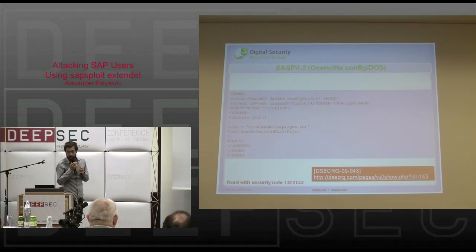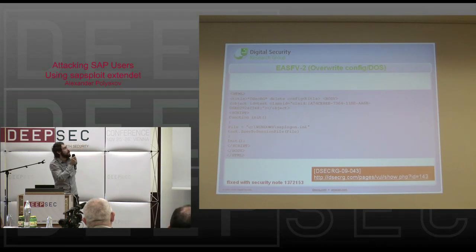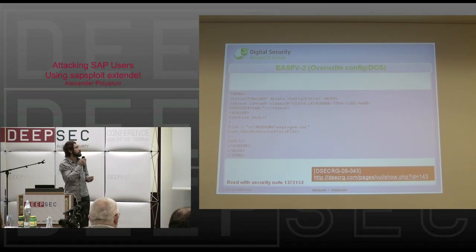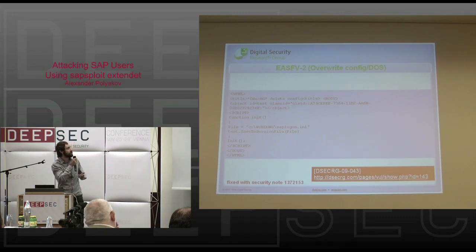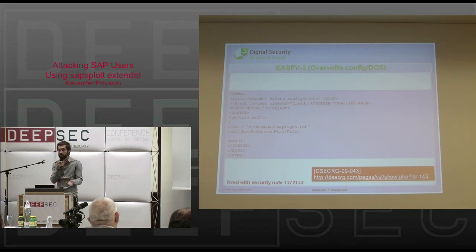The next thing is overwriting files. Some ActiveX controls have functions to save files to the operating system. So we can overwrite, for example, the SAP logon file. It's a file where the information about all the SAP servers is stored. If you overwrite it, the user cannot connect to the SAP server. It's a kind of little denial of service attack.